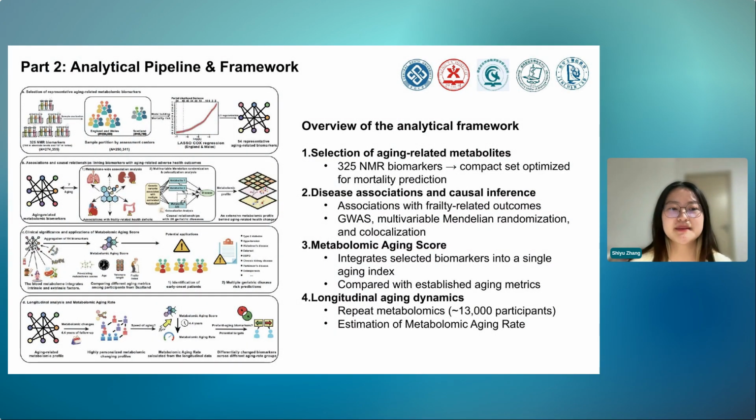With that background in mind, I'll briefly outline our analytical pipeline. Our framework has four key steps. First, we identify metabolomic biomarkers that best capture biological aging. Second, we examine their links to aging-related disease and assess potential causal relationships. Third, we integrate these signals into a single metabolomic aging score and evaluate its performance. And finally, we use the longitudinal data to characterize how metabolomic aging changes over time.